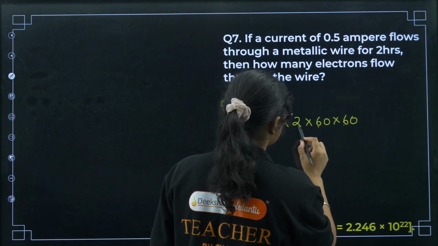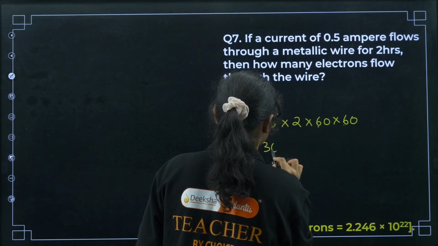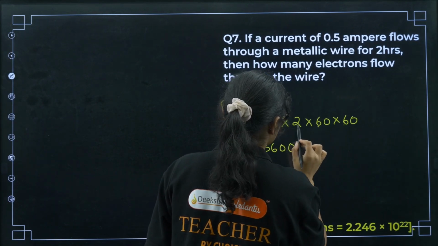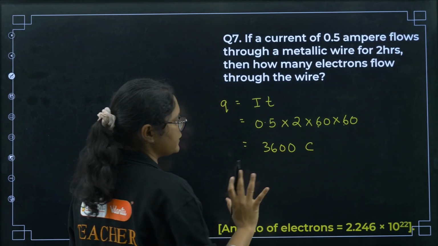6 6 is 36, 36 into 2 into 36, right? So this much is 2 5s are 10, 1. So I'll get 3600 coulombs.